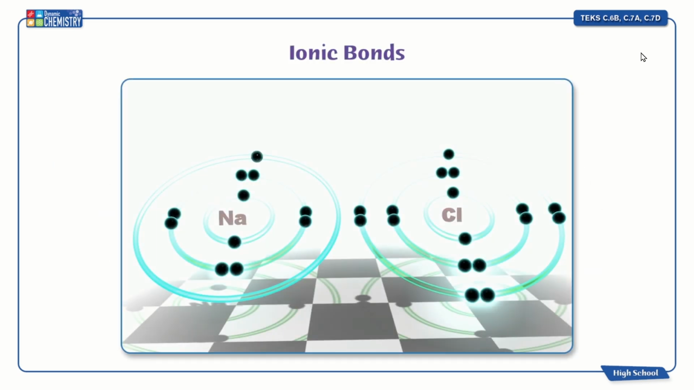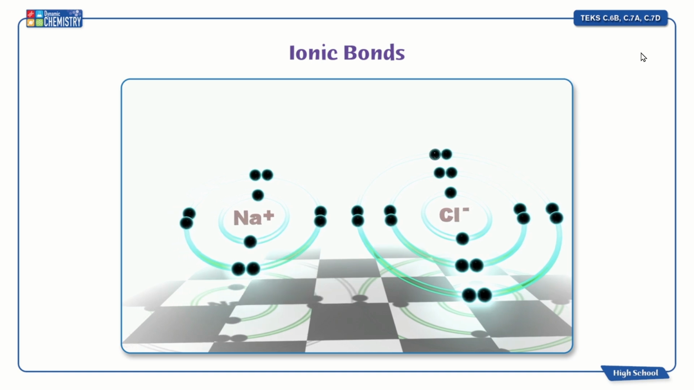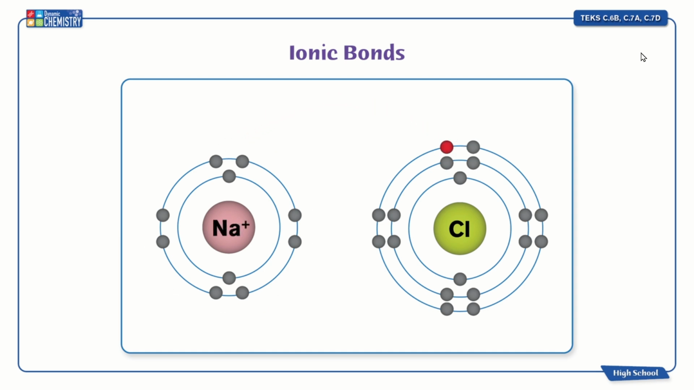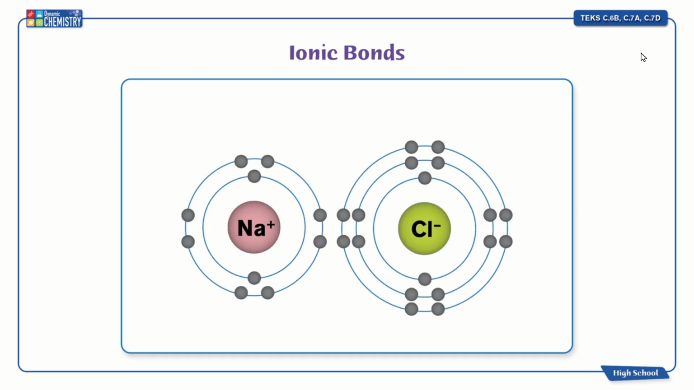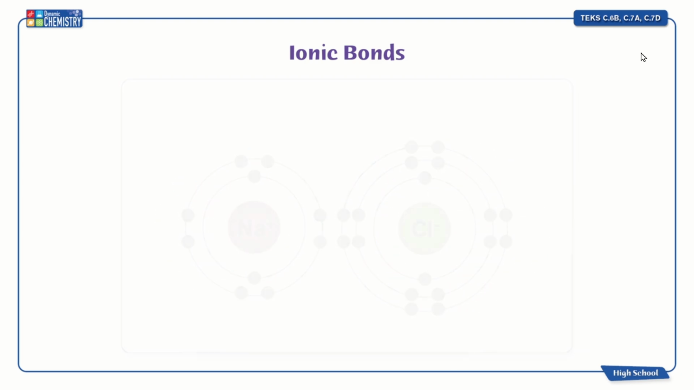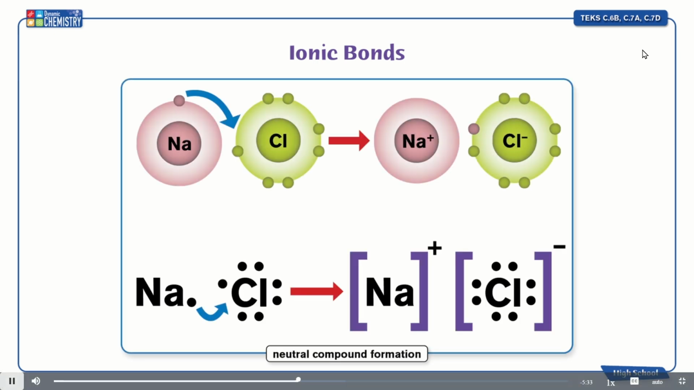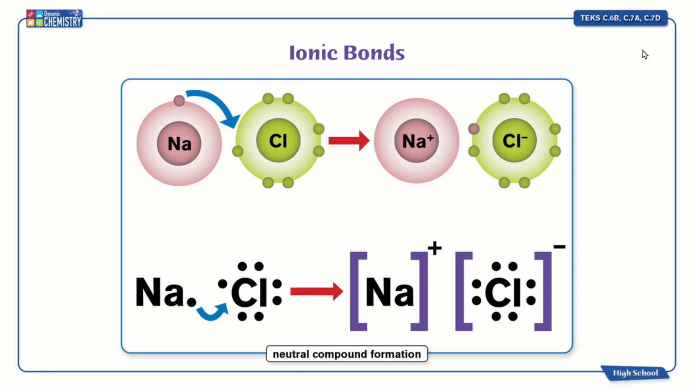Ionic bonds are formed when valence electrons are completely transferred from a metal to a nonmetal, creating oppositely charged ions that attract each other and form electrically neutral compounds. For example, when sodium loses its valence electron to chlorine, a cation and anion are formed. Strong electrostatic forces of attraction between the oppositely charged ions form an ionic bond and create a neutral compound known as sodium chloride.